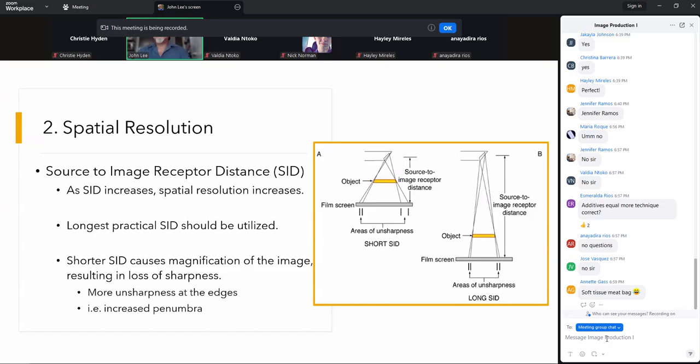Now, SID. As our SID increases, the spatial resolution is going to increase. This is because at a longer SID, we have less beam divergence. So if we have the same size object, like we do here in A and B, the OID is the same. That measurable distance from the object to the film or image receptor is the same in both cases. The difference here is how far we are from the source.